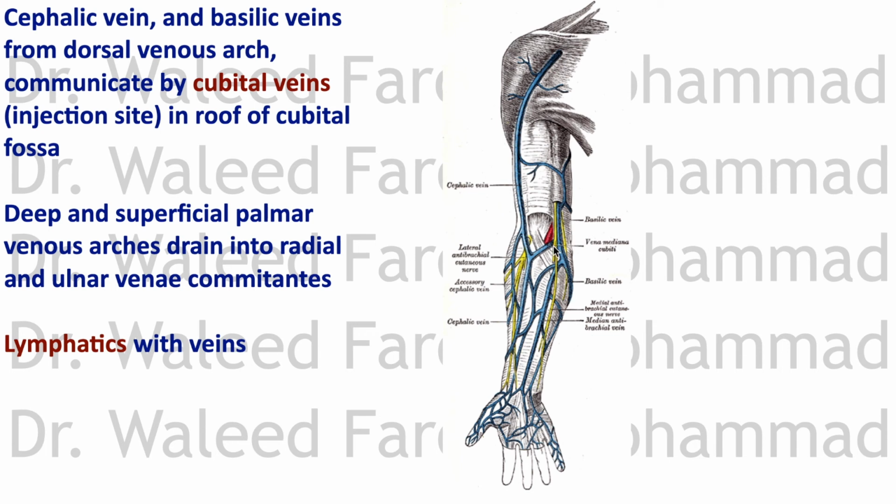Deep and superficial palmar venous arches that correlate with the deep and superficial palmar arches drain into the radial and ulnar venae comitantes that accompany the radial and ulnar arteries. Lymphatics go with the veins, okay? And remember that on the medial side, the lymphatics drain to the supratrochlear lymph nodes, then to axillary, and the rest of the arm with the cephalic to the axillary lymph nodes along the course of the cephalic vein.